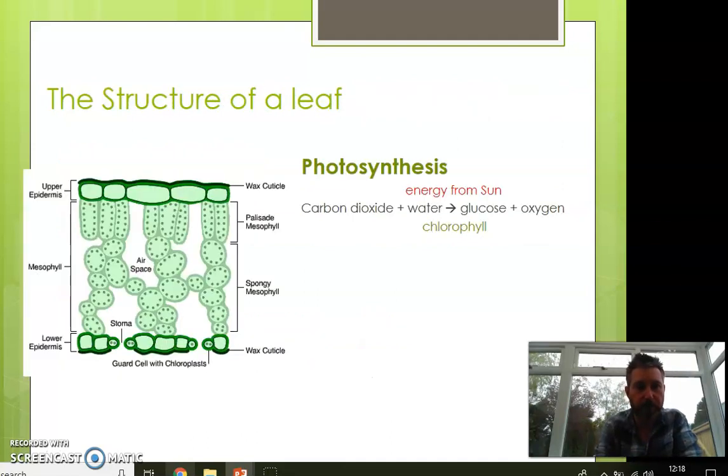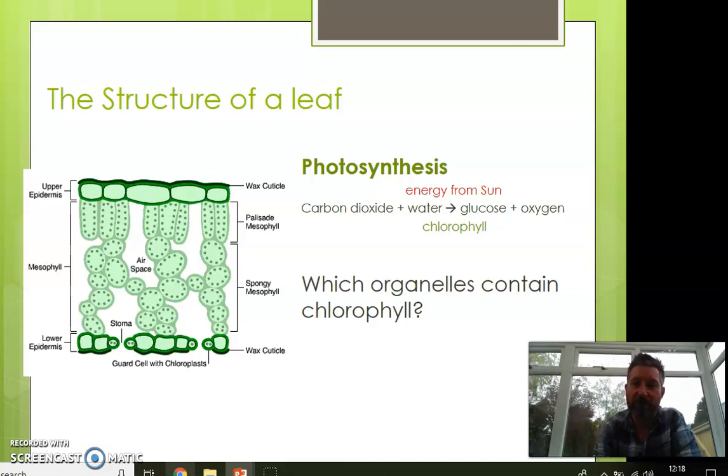So let's go back to the structure of the leaf. How is this designed, or how has this evolved to maximise its ability to take place with photosynthesis? So, first question, where do we get chlorophyll from? What organelles contain chlorophyll? Think back to when we looked at cells. Chlorophyll is contained in organelles called chloroplasts.